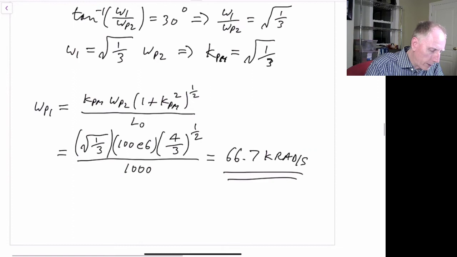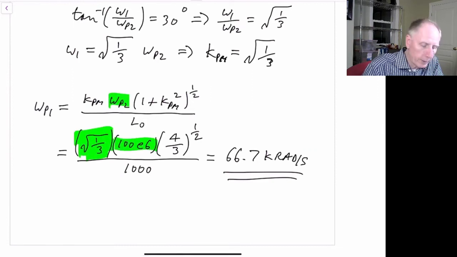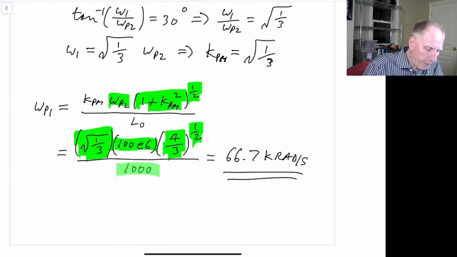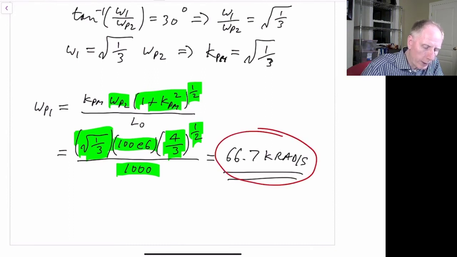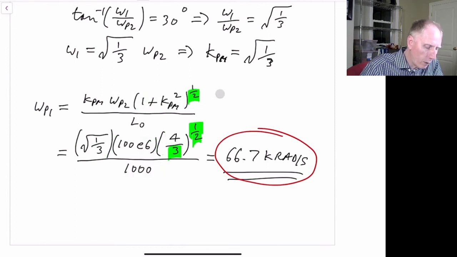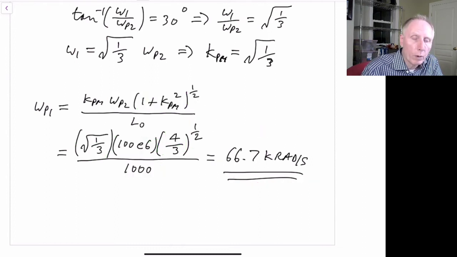And we have the k sub pm is the square root of 1/3. Omega p2 is 100 times 10 to the 6th. 1 plus k sub pm squared is 4/3. Take that all to the 1/2. And then divide that by L naught, which is 1000. And it all works out to be 66.7 kiloradians per second. And that's where our low frequency dominant pole should be placed in order to get a 60 degree phase margin, assuming our non-dominant pole is at 100 megaradians per second.